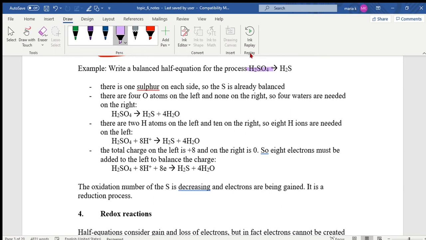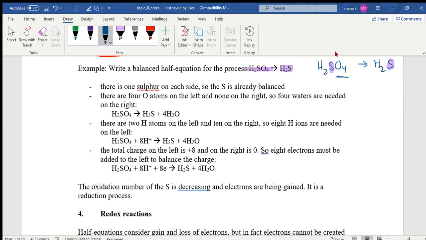Sulfuric acid to make hydrogen sulfide. Okay, so first let's identify what atom is being oxidized or reduced. As you can see here, it's actually the sulfur being changed, and so we are going to work accordingly. Now there is only one S on here and only one S on there. And so we can move on to the oxygens.